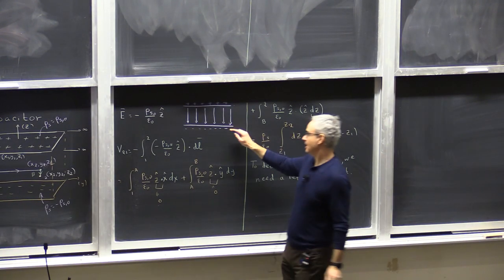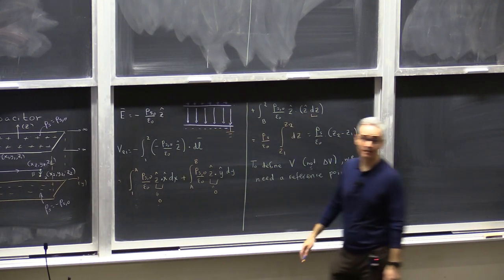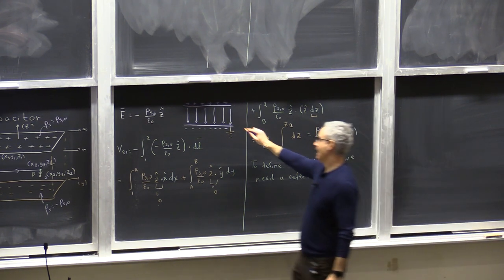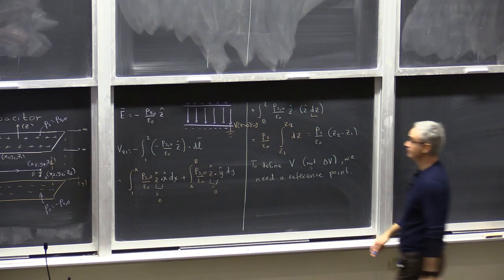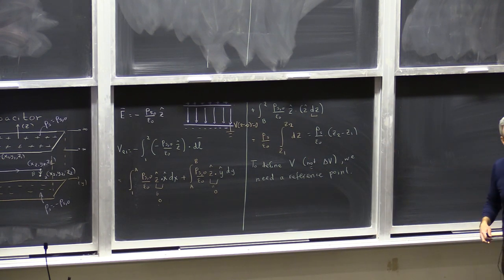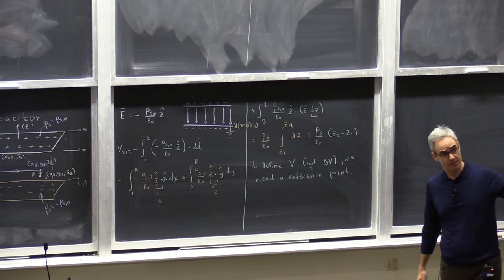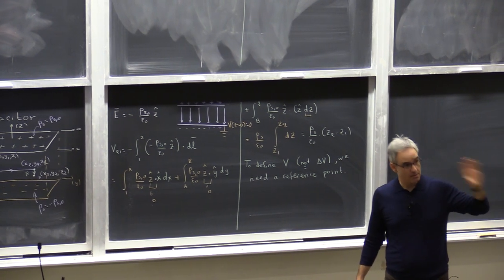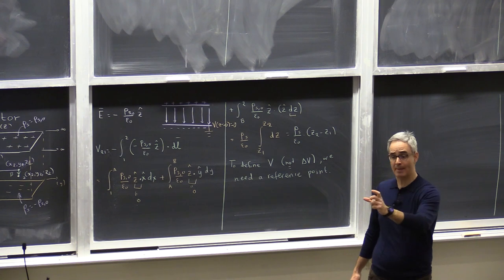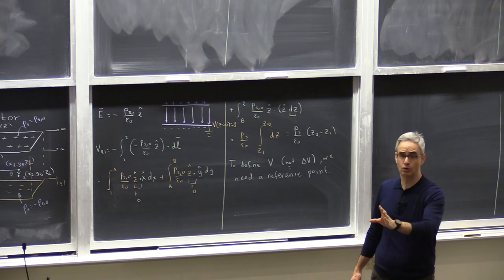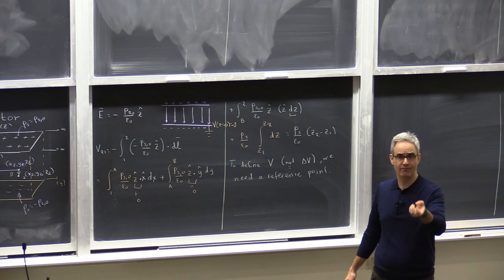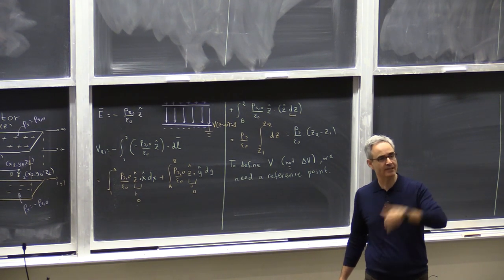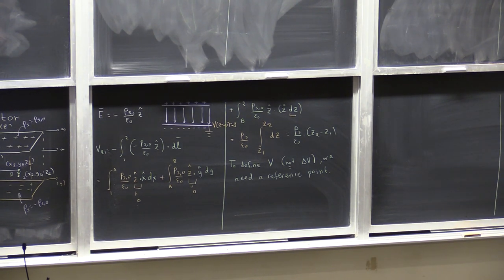So an easy place to put the reference point is right here. You can consider that V of z equals 0 is 0. So that is my choice. Remember, only the potential difference has physical meaning. Once you get a battery and it's 1.5 volts, it's up to you to say whether the negative pole is 0 and the positive is 1.5, or the negative pole is minus 1 and the other is plus 0.5, and so on. So this is totally up to you.